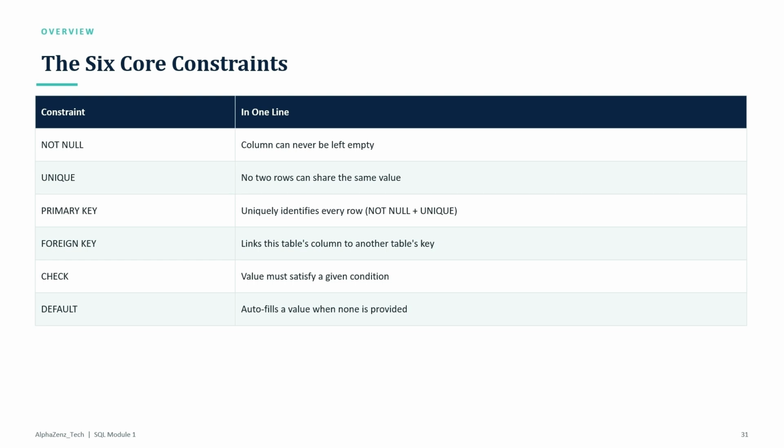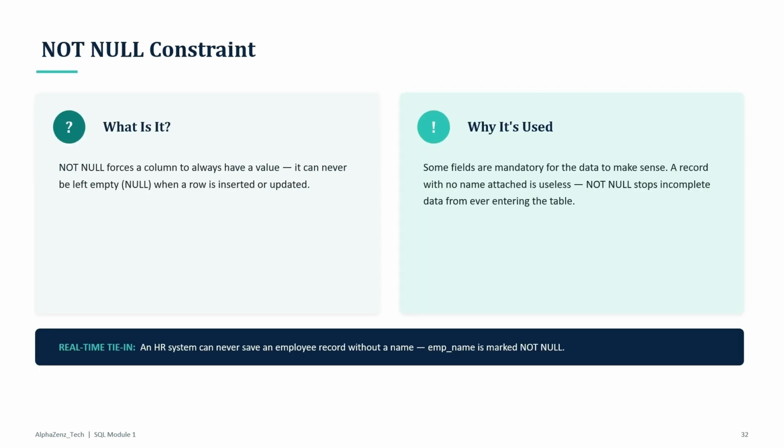Slide 38. The 6 core constraints. The 6 constraints we're covering: not null, unique, primary key, foreign key, check, and default. Let's go through each one exactly the same way: concept, why, syntax, table, and a real query showing what happens when the rule is broken.